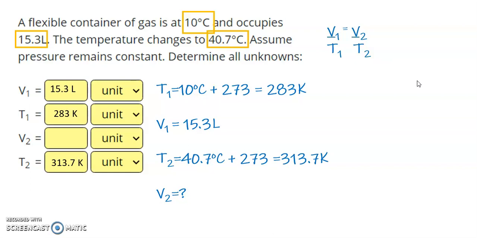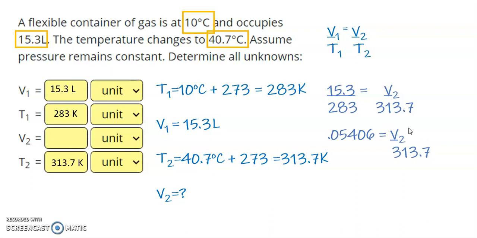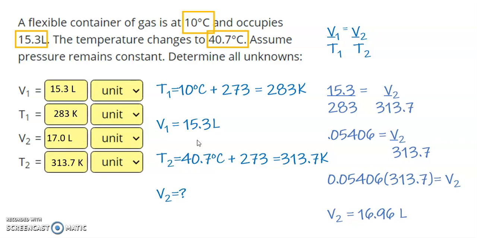Make sure to pick the right equation. Make sure to pick an equation that really exists. Sometimes people try and write V1 times T1 equals V2 times T2, but that's not correct. It's V1 divided by T1 equals V2 divided by T2. You plug in your values, and then you isolate V2, and you get your answer. In this case it is 16.96 liters, and you can put that right there.